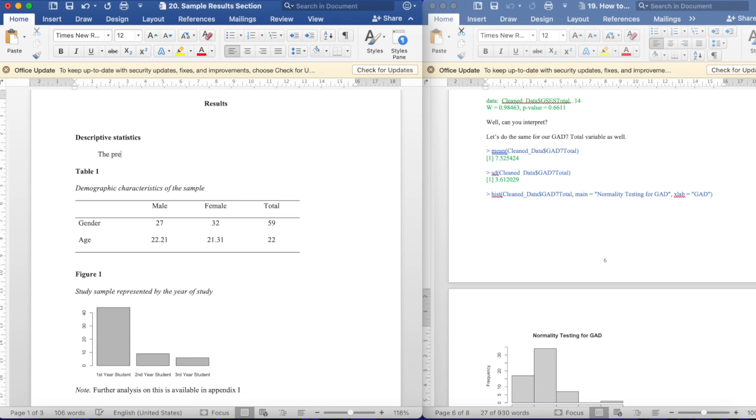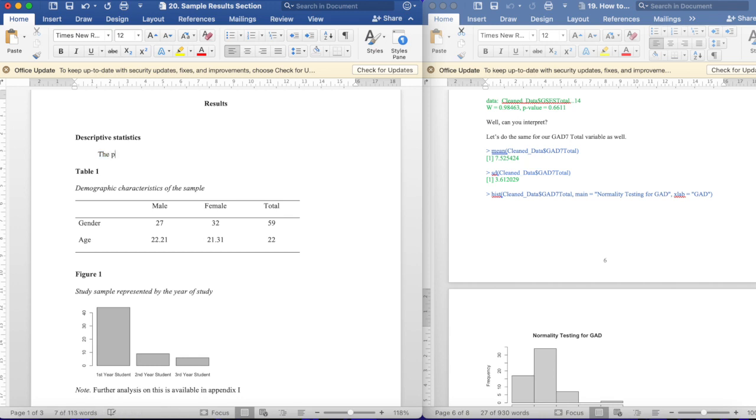Let's say like this. The present study consists of 59 individuals, or if not, you can have any other particular style of writing as well.